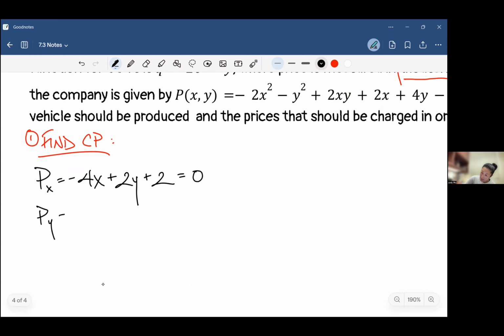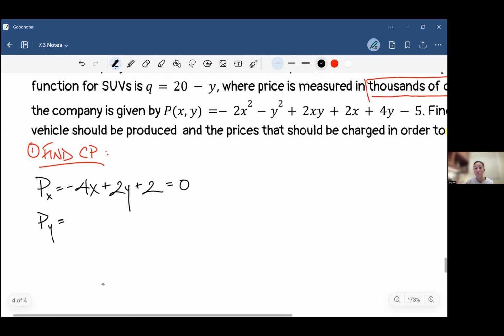My py, I'm going to go through the equation again, but this time I'm treating y like a variable in my brain. So negative 2x squared, that goes to 0. Negative y squared goes to negative 2y. Plus 2xy goes to plus 2x. Plus 2yx goes to 0. Plus 4y goes to 4. And the minus 5, that also goes to 0. And I'm going to set that equal to 0 because a critical point has the partials equal to 0. Okay.